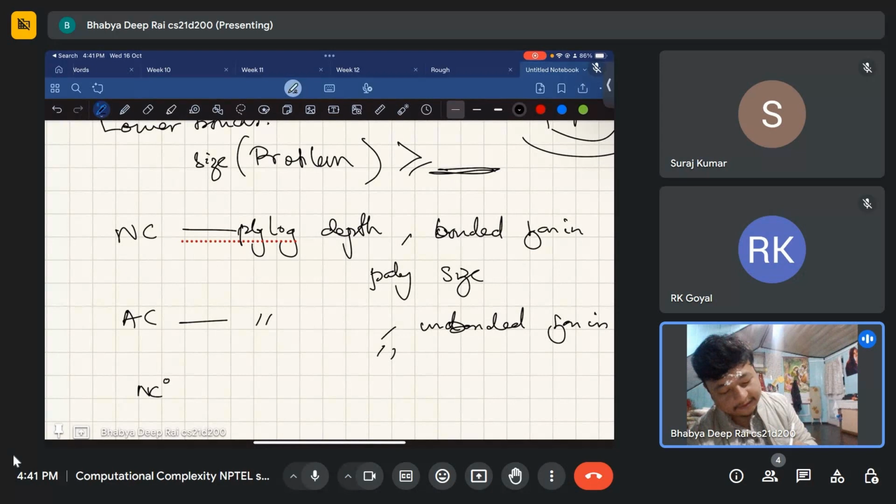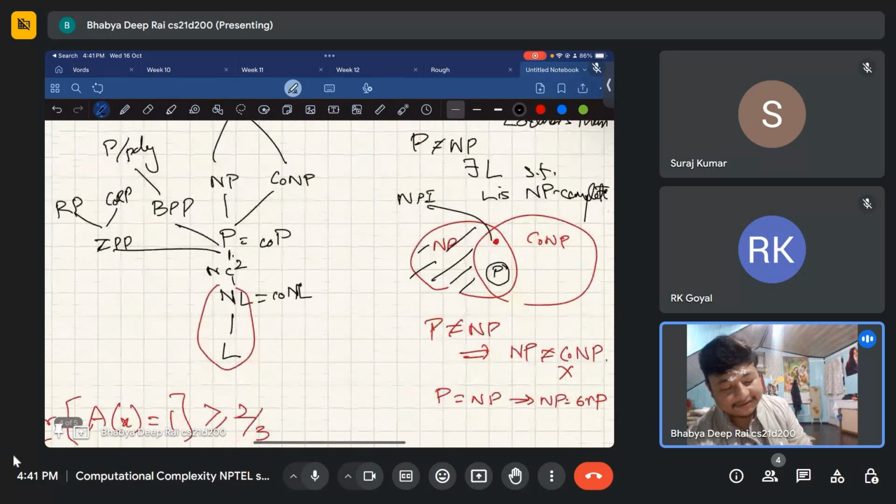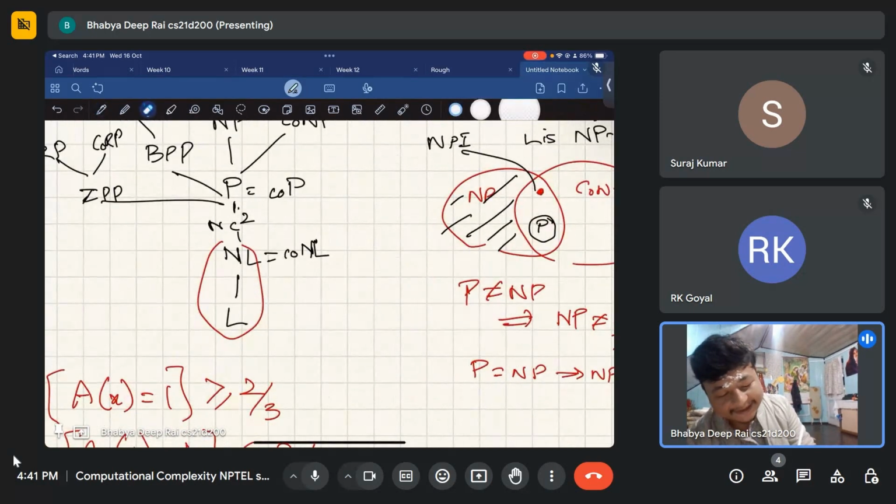NC0 is contained in AC0, which is contained in NC1, which is contained in AC1, and so on. It keeps going like that. And you have other circuit classes, like TC and so on, which are not relevant for this talk.